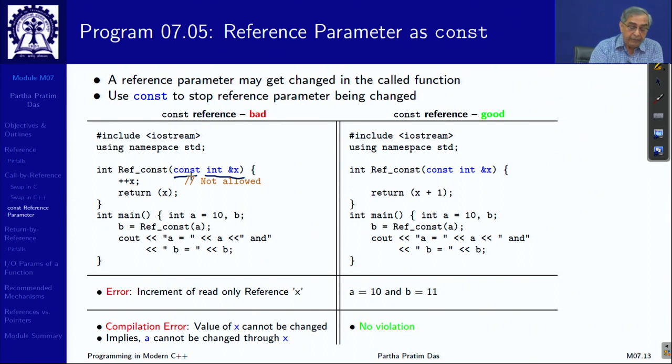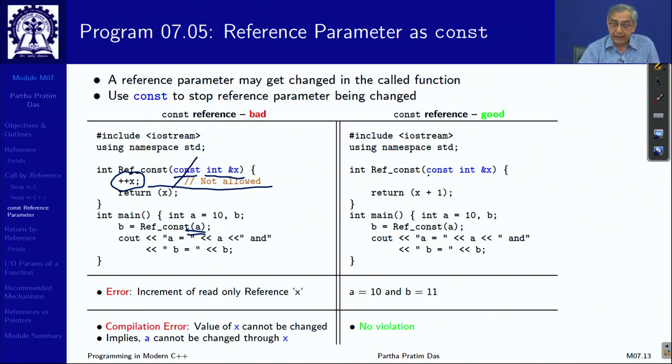Therefore, if I have this and I write ++x and then return x, this will not compile. It will say that x is a constant and you are not allowed to change x. So, you cannot do ++x, because ++x will necessarily change x, which effectively would have changed a if the compiler had allowed it, or if I did not give this const.